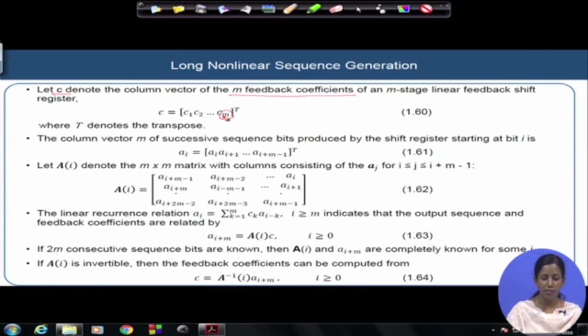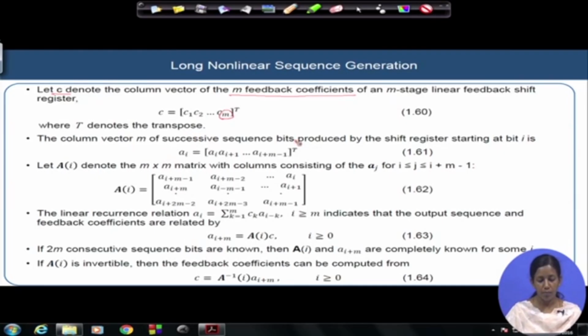These are the column vectors, and you understand that in the high speed form of the linear feedback shift register, these are the switches. The typical state of the switches, whether it is equal to 1, tells that that stage is contributing to the feedback logic. If its value is equal to 0, it is not contributing. The T here is defining the transpose.